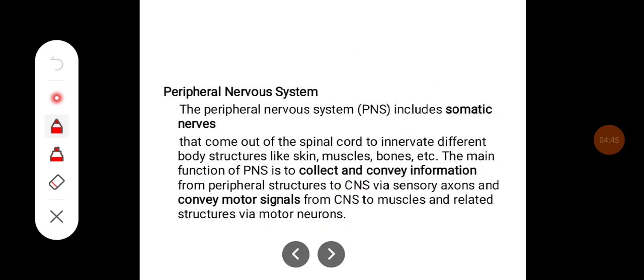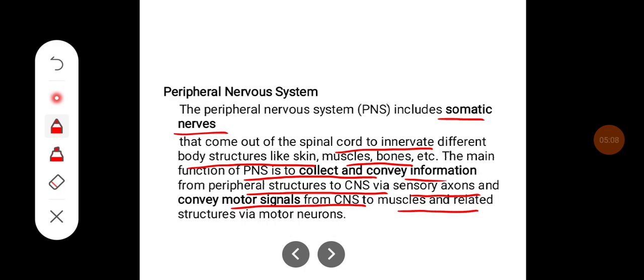Coming to the peripheral nervous system, it includes somatic nerves that come out of the spinal cord to innervate different body structures like skin, muscles, and bones. The main function of the peripheral nervous system is to collect and convey information from peripheral structures to the CNS via sensory axons and convey motor signals from the central nervous system to the muscles and related structures via motor neurons.